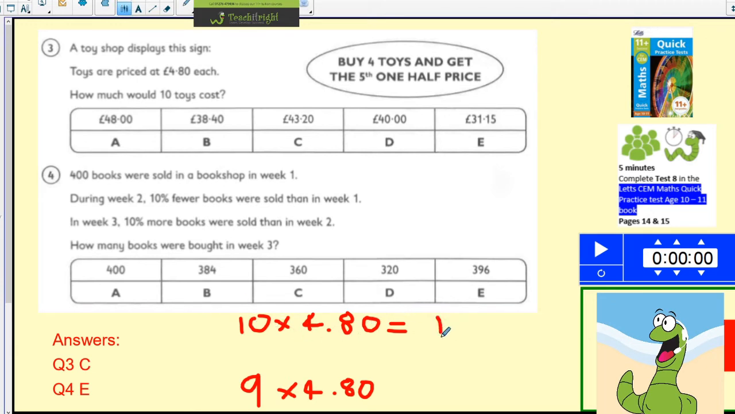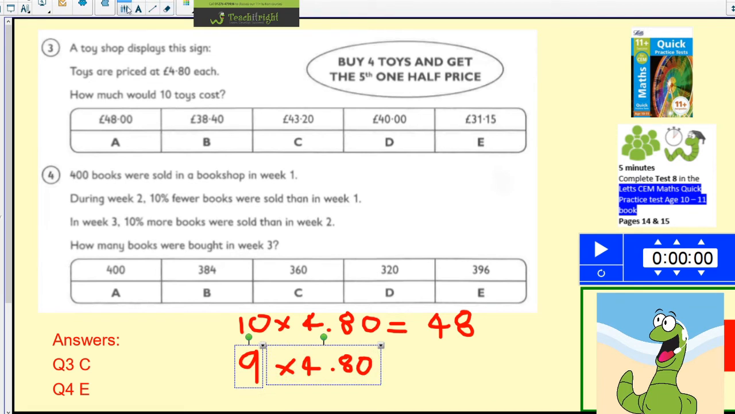So 10 times 4.80 is 48. Well, that's 10. I didn't want 10. I wanted 9. So if 10 of them is £48, 9 means I just have to take away £4.80 worth. And the way I would take away £4.80 in my head is I'd do 48 take away 5, and I'll add 20p back on. So 48 take away 5 is going to be 43, and add on the 20p, it'll be £43.20.